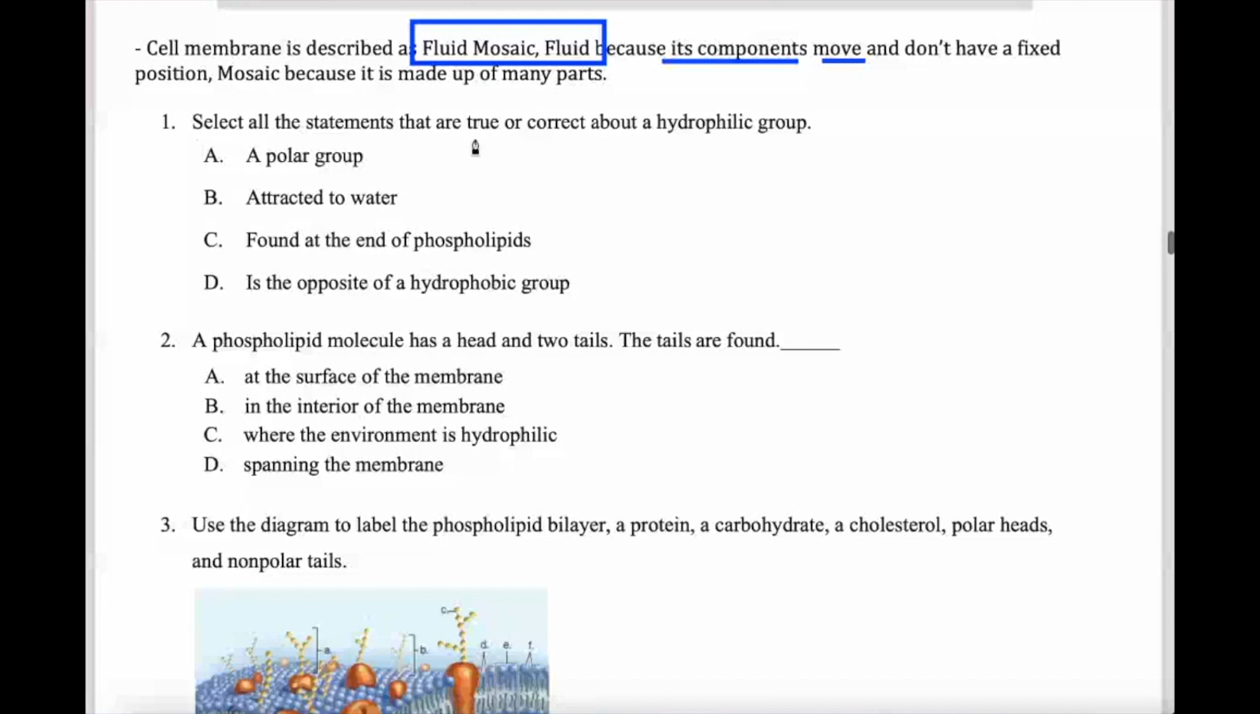Select all the statements that are true about hydrophilic. All of them are right. All of the above are right. Very good. So it is a polar group. It is attracted to water. So all will be correct. There should be an option, basically, all of the above.